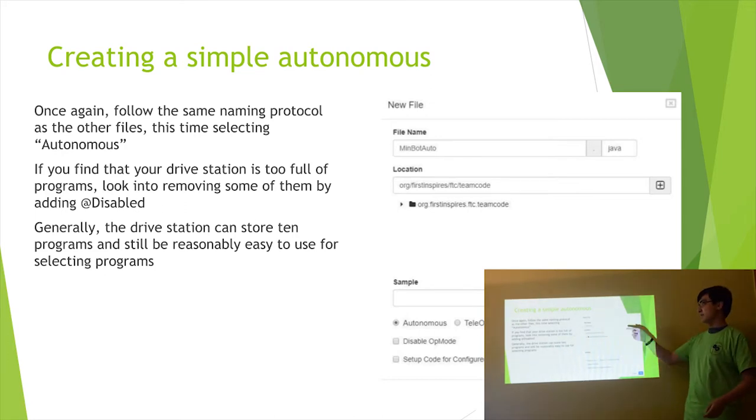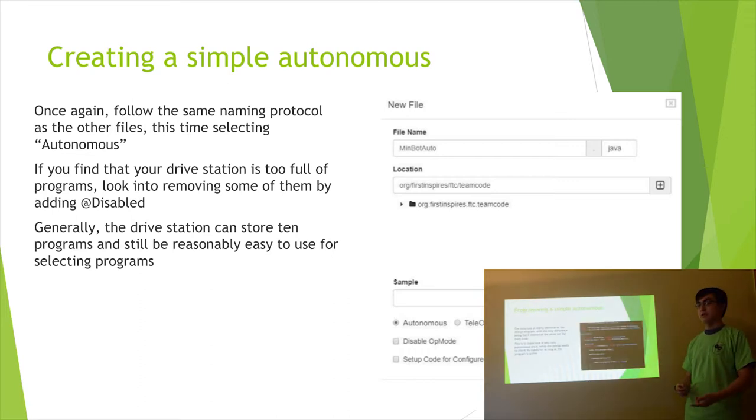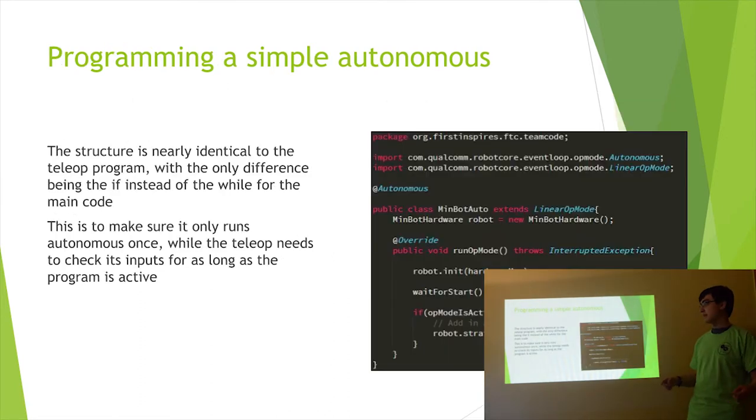And so creating the autonomous, again, is very simple. You just name it something. I would recommend including auto in the name so that you know it's autonomous. And then you make sure you have autonomous checked as the op mode, and you make sure it's not disabled. Now, generally, you're going to have a lot more autonomous functions than teleop functions, so you're going to want to be more careful about disabling older autonomous programs, because that will clutter up pretty quickly throughout the season. And again, just add disabled right around where you have add autonomous.